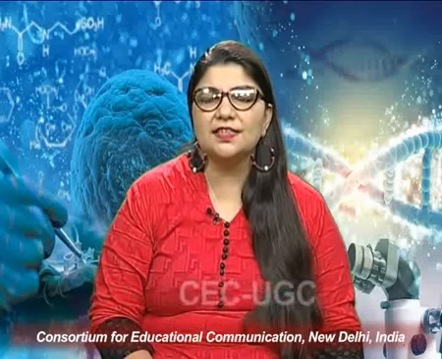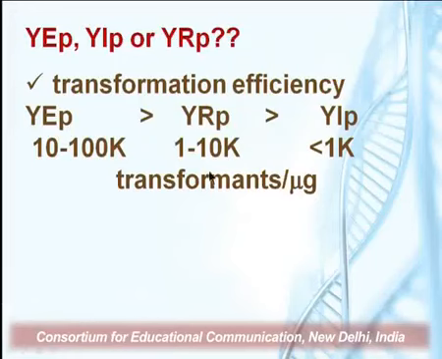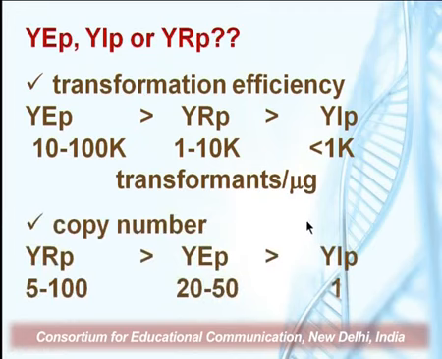So as you can see, YEPs produce around 10 to 100,000 transformants per microgram of DNA. YRPs produce 1 to 10,000 transformants per microgram of DNA, and YIPs are the least, producing less than 1,000 transformants per microgram of DNA. So the transformation efficiency decreases in this order, and depending upon our need, whether we require a very high transformation efficiency or can do with a medium one, our choice will be to choose a particular yeast vector.